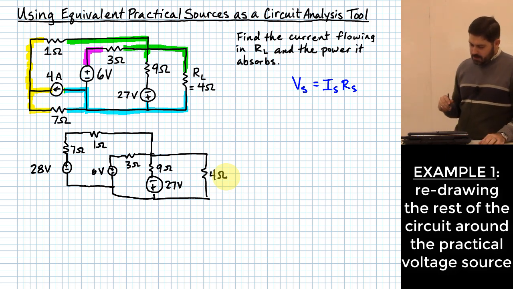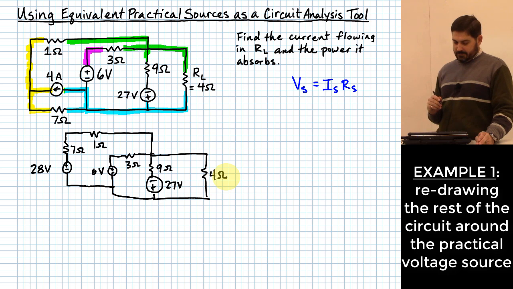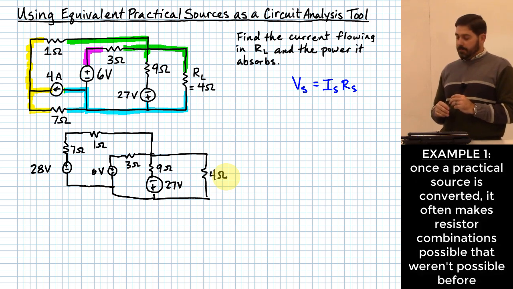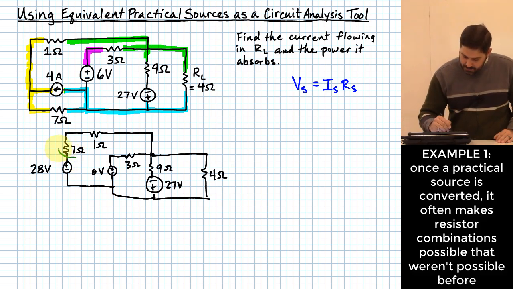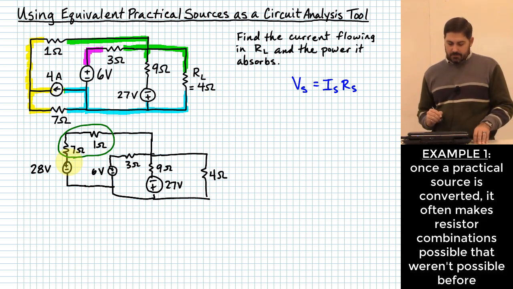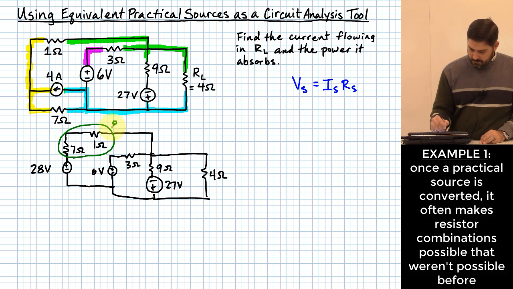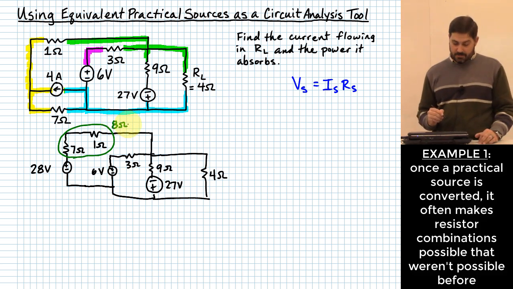Okay. Well, now what can you do? This is an equivalent circuit because all I did was replace my practical current source on the left with a practical voltage source. But now what can we do? Can you combine these two resistances? And if so, how do you do that? They're just in series, right? So that's 8 ohms now.